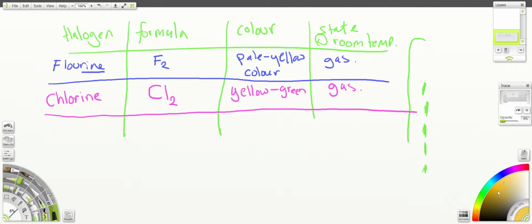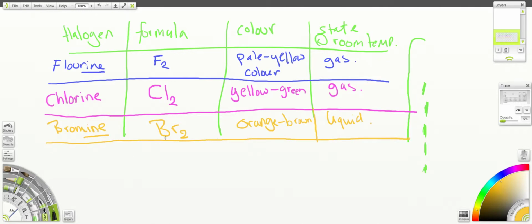The next one is bromine. Again, notice on its own it ends in INE, and bromine is diatomic as well, so the formula for it while it's on its own is Br2. Bromine is an orangey brown color, and at room temperature this is a liquid.